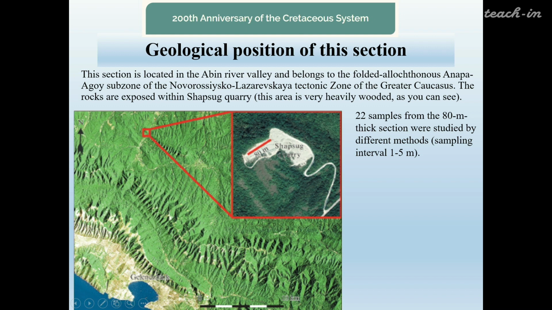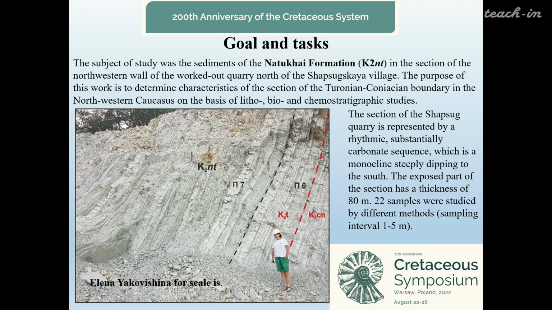22 samples from the 80 meters thick section were studied by different methods. Sampling interval is 1 to 5 meters. The subject of study was the sediments of the Natuhai Formation in the section of the northwestern wall of the worked-out quarry north of the Shapsukskaya village.